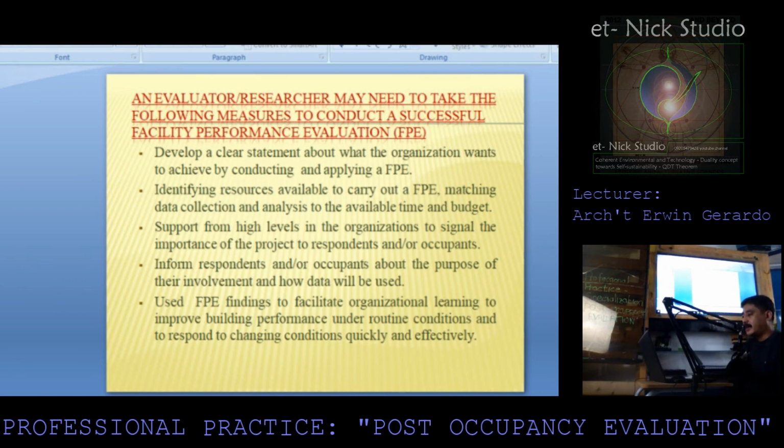succeeded by informing respondents and/or occupants about the purpose of their involvement and how data will be used. Finally, use facility performance evaluation findings to facilitate organizational learning to improve building performance under routine conditions and to respond to changing conditions quickly and effectively.